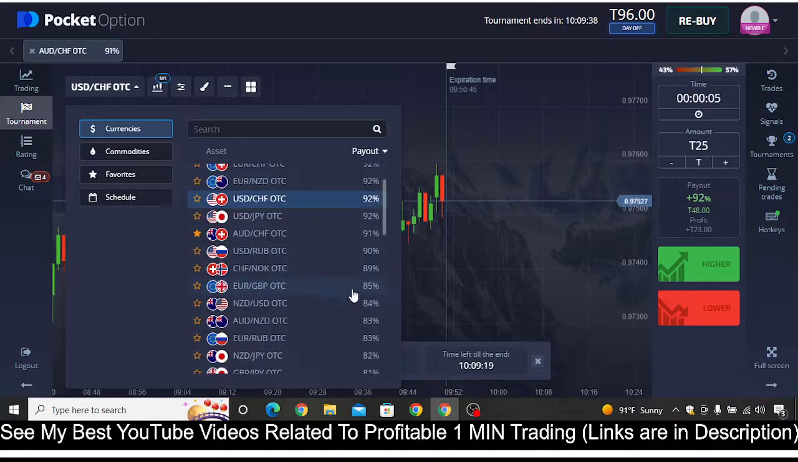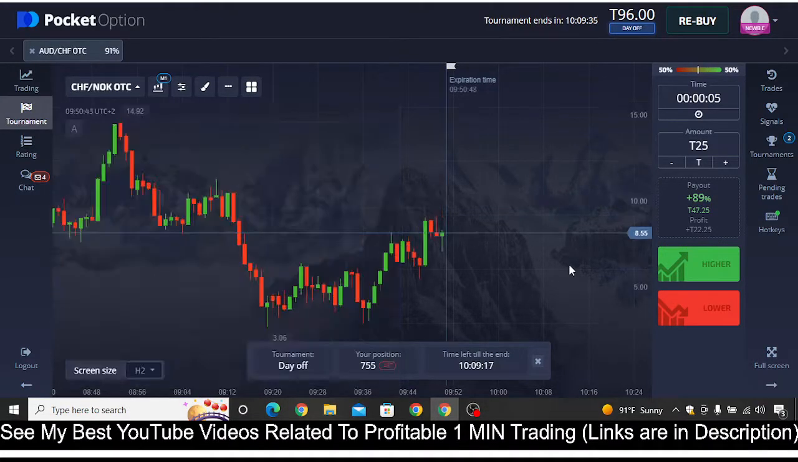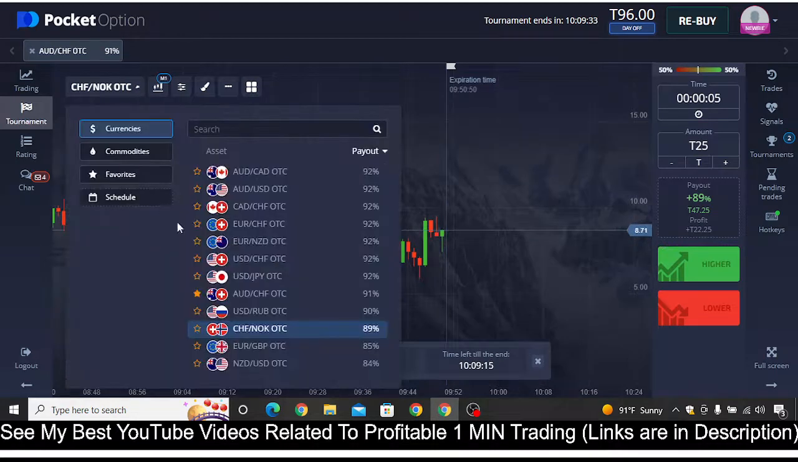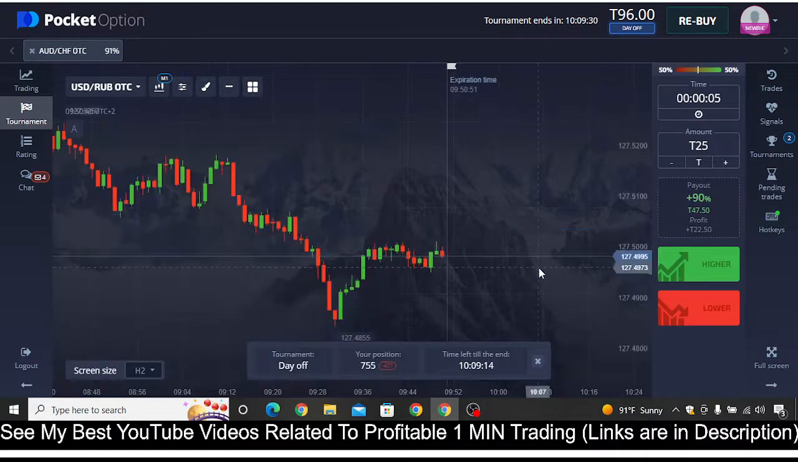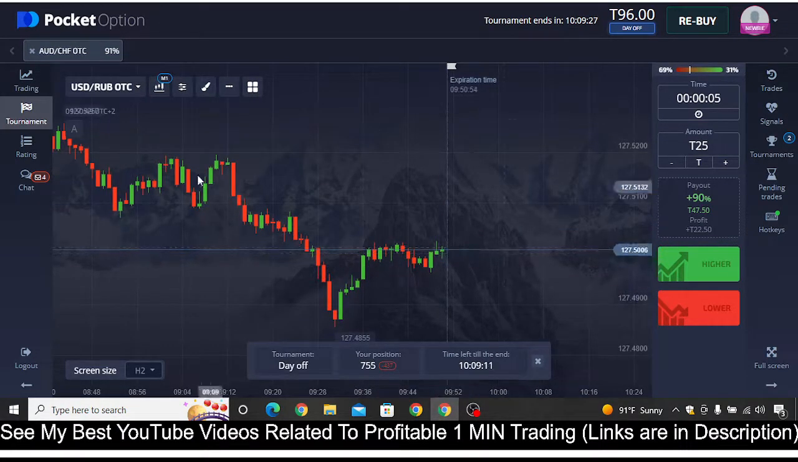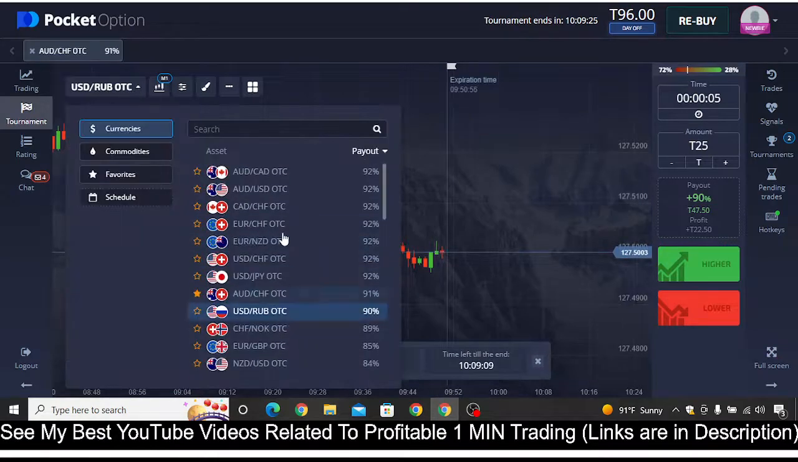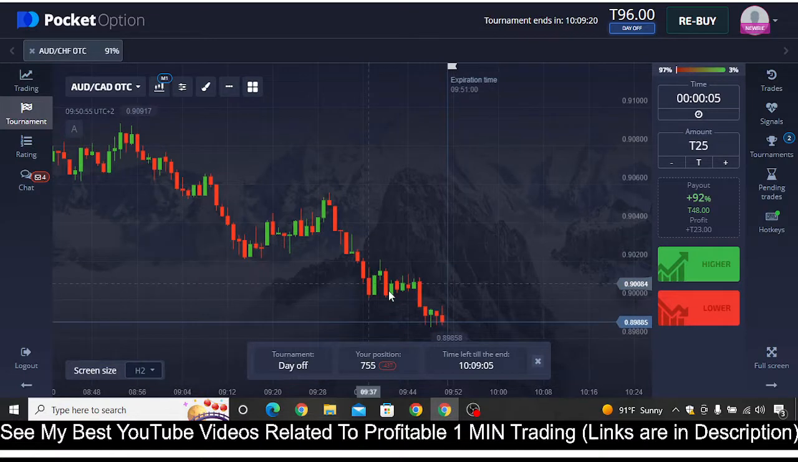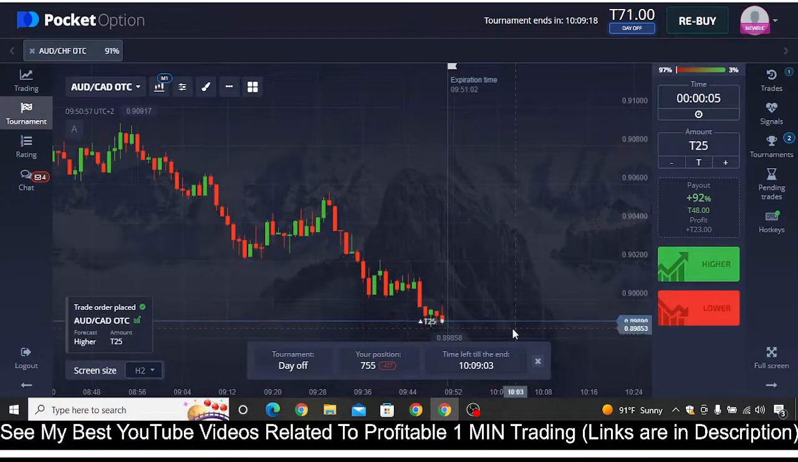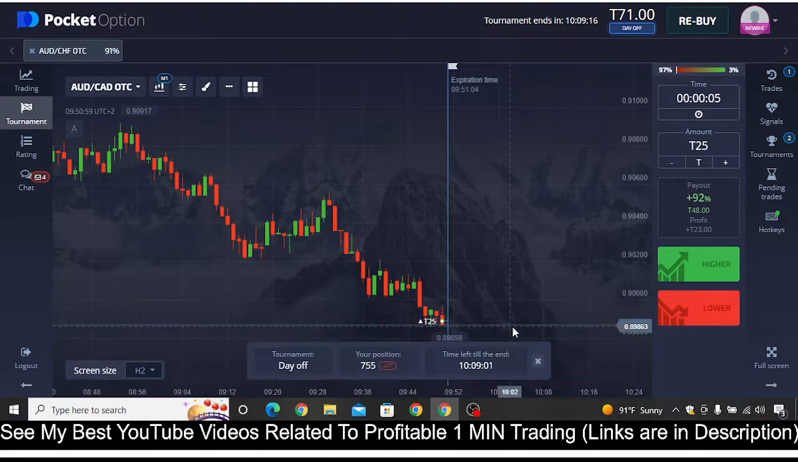Now let's select another one. This is also a little bit unclear. This is a flat market, we cannot trade here. So again, what you can do, if you're not finding a trend below, then you can go to the top again. Okay, it is going down, so simply make a trade by clicking higher, and let's see what happens.